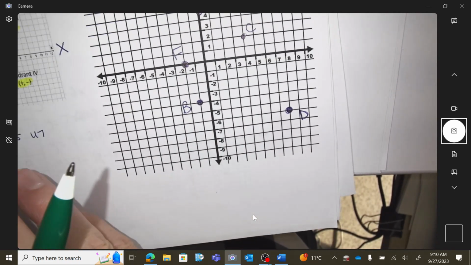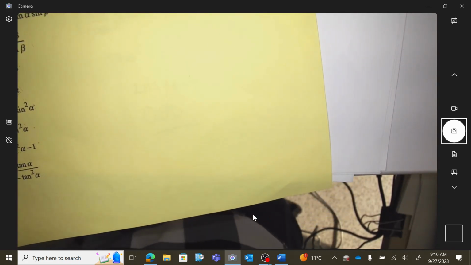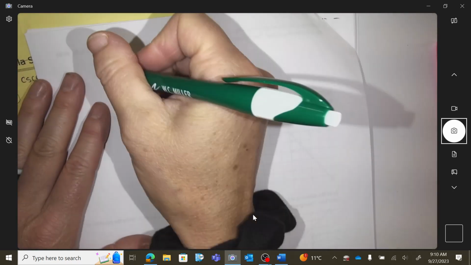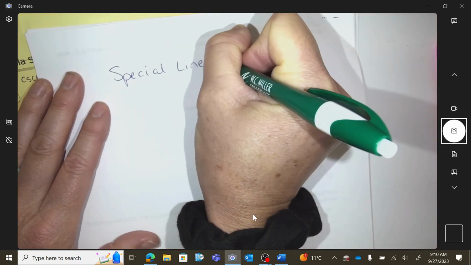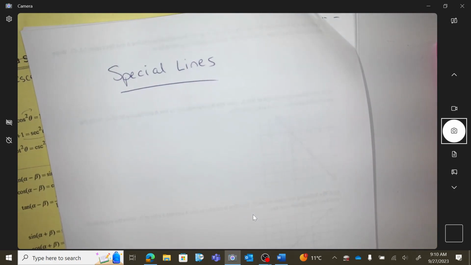Okay, can I ask you what's on the back of your whole booklet of notes? Is it blank or is there stuff on it? It's blank. Okay, flip to that. I don't know if I have this anywhere in your notes, but I want to talk about special lines.